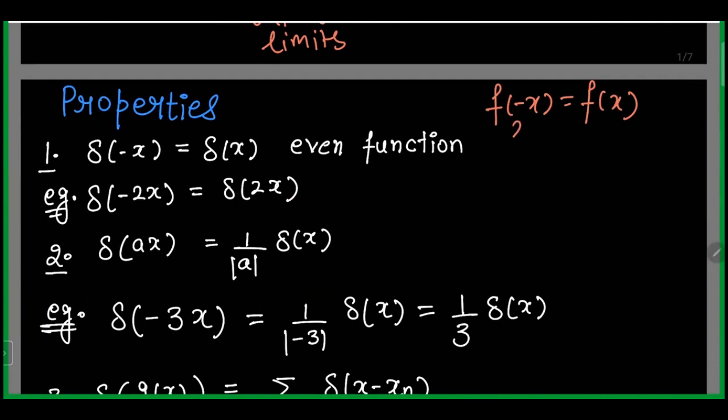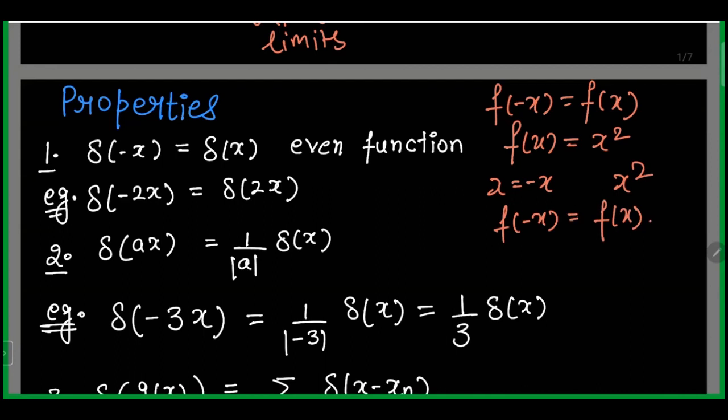So let's say my function is x square. If I put x equals minus x, I still get x square. So my value of f of minus x and my value of f of x are the same. Either I put x, I will get the same answer, or if I put minus x, again I will get the same answer. So the functions which give the same answer for minus x as well as plus x are known as even functions. So the Dirac Delta function is an even function.